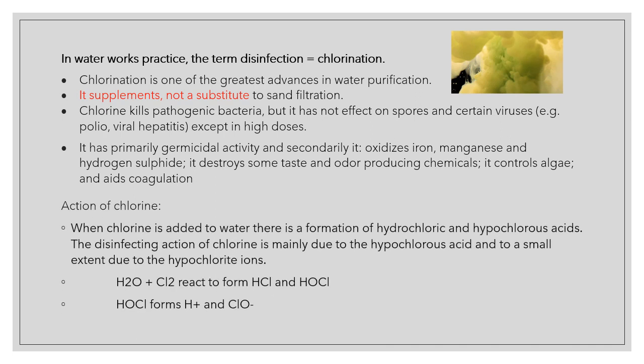The action of chlorine is that when chlorine gas is added to water, it forms hydrochloric acid and hypochlorous acid. The hydrochloric acid is going to be neutralized because it reacts with the bases that are already present in the water. But the hypochlorous acid is going to break down into a proton as well as a hypochlorite ion. The main disinfecting action of chlorine is due to the hypochlorous acid and a little bit due to the hypochlorite ion. But the main chunk of it is due to hypochlorous acid, which contributes about 70 to 80 times more than the hypochlorite ion.